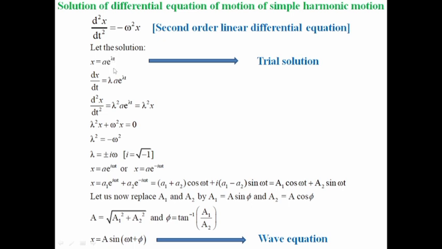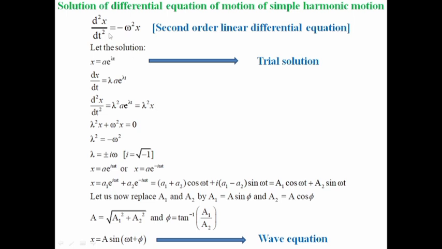Now let's see. We are considering x equal to a e to the power lambda t. Here we need the second order differentiation of x with respect to t. First, the first order differentiation of x with respect to t will be lambda a e to the power lambda t. Now let's do the second order differentiation, d2x/dt2. Again another lambda will come out and it will be lambda square a e to the power lambda t. So it will be lambda square x.